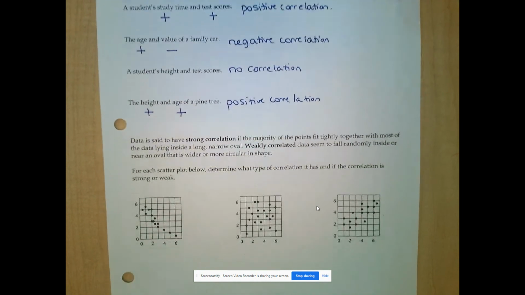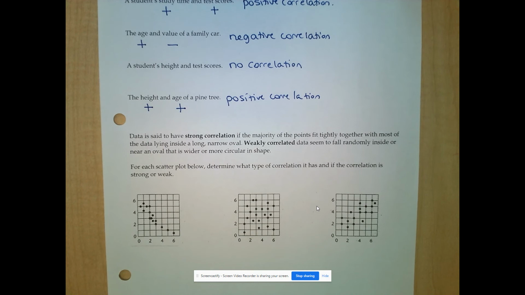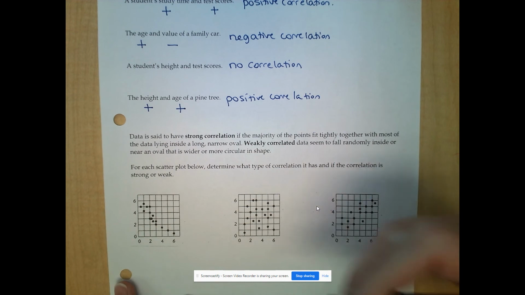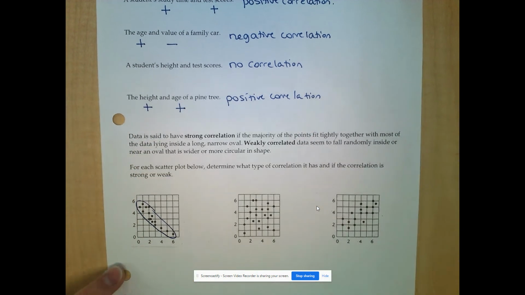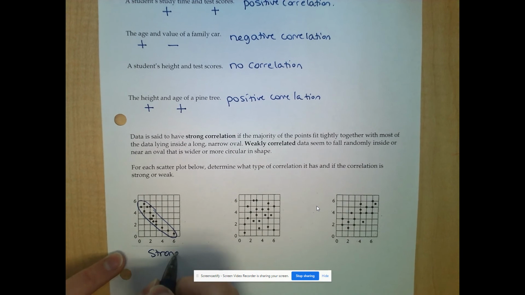Data is said to have strong correlation if the majority of the points fit tightly together with most of the data lying inside a long, narrow oval. So a long, narrow oval would be like this. That is a long, narrow oval. That is a strong correlation. It is also moving down to the right as x is increasing, y is decreasing, so it would be negative.